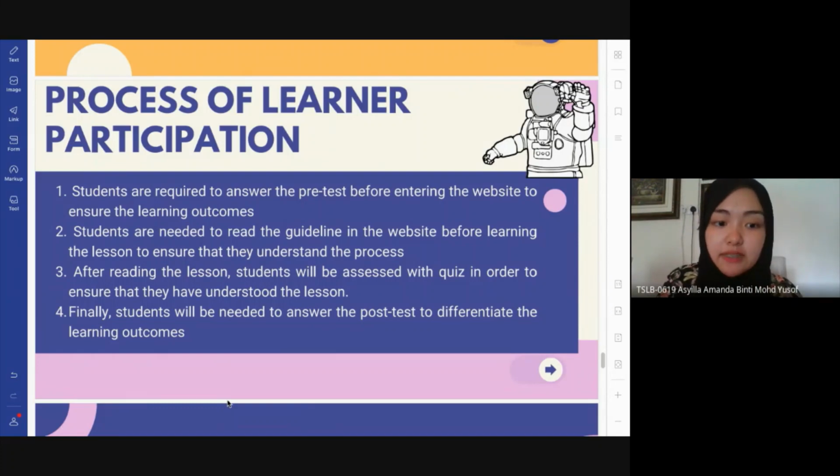All right, after they have read the lesson, students will be assessed with a quiz in order to ensure that they have understood the lesson and they really participate in the lesson that they have read. And finally, students will be needed to answer the post-test to differentiate the learning outcomes from the pre-test.